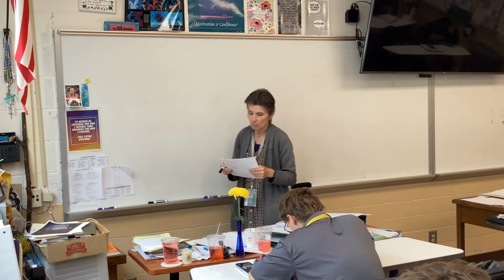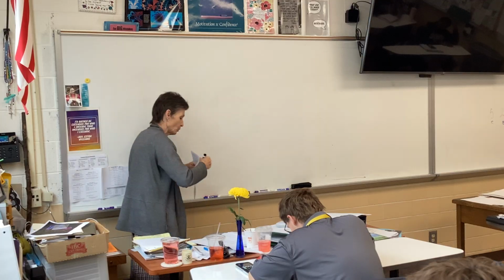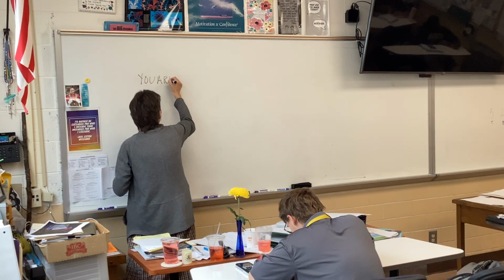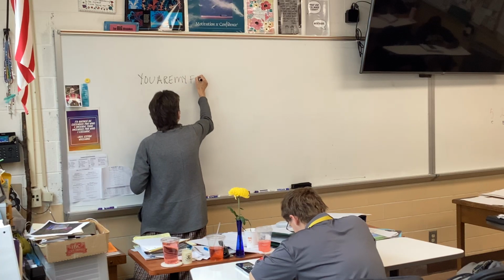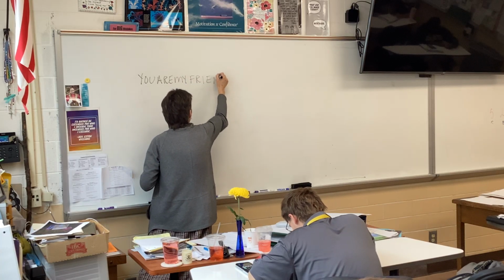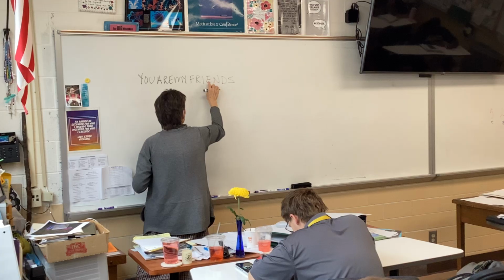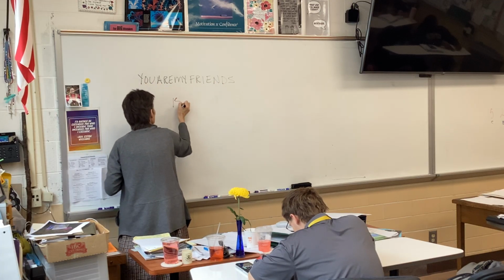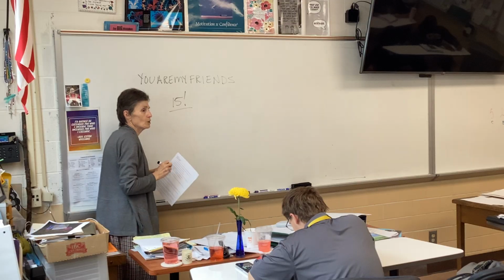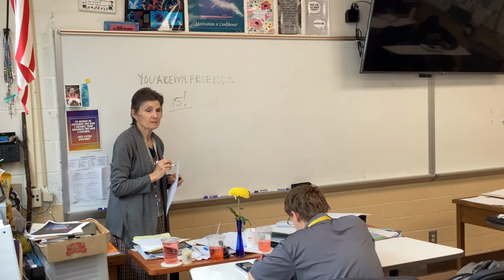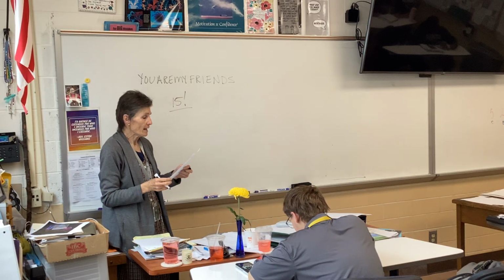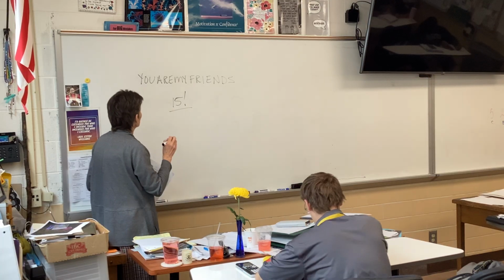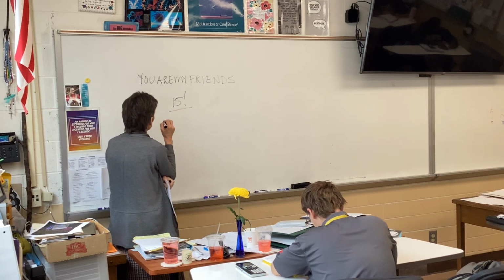How many ways can we arrange the letters of the word, you are my friends? First, we count them up. 1, 2, 3, 4, 5, 6, 7, 8, 9, 10. So we got 15 of them? So we start with 15 factorial. Then what do we do? We search through to see if we have any duplicates.